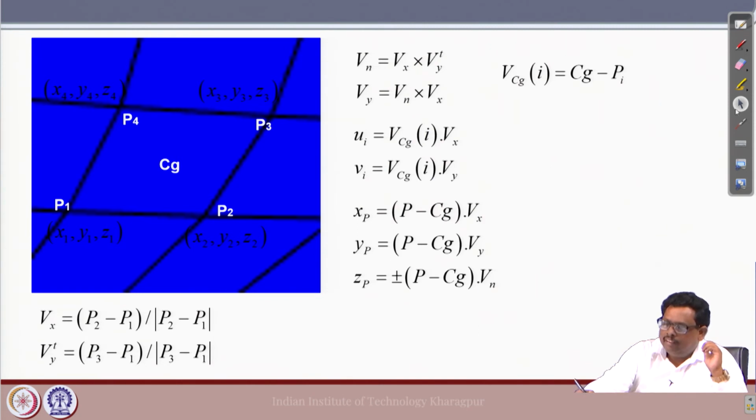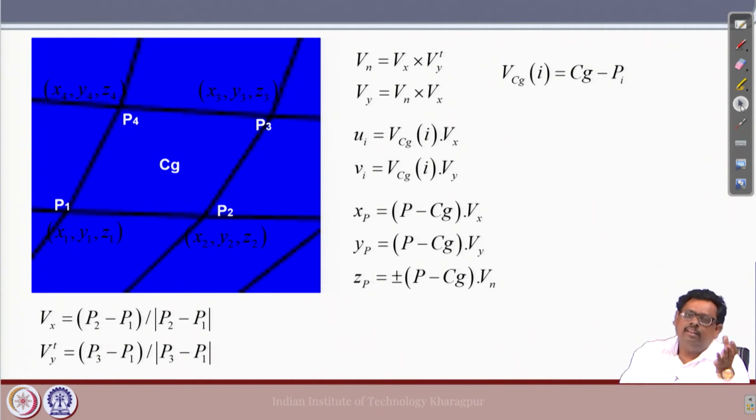Having said that, this area is invariant under this transformation. So, now I have the 2 dimensional points U1V1, U2V2, U3V3 and U4V4.